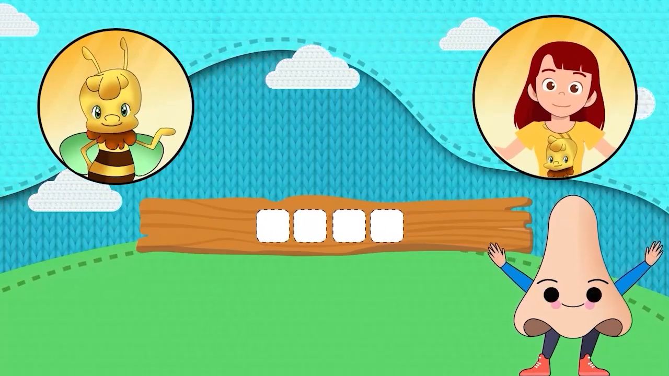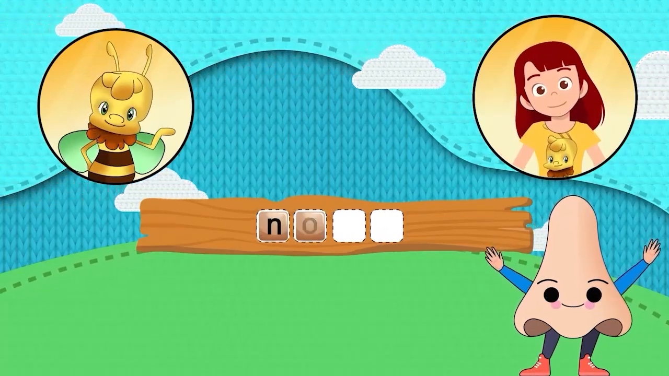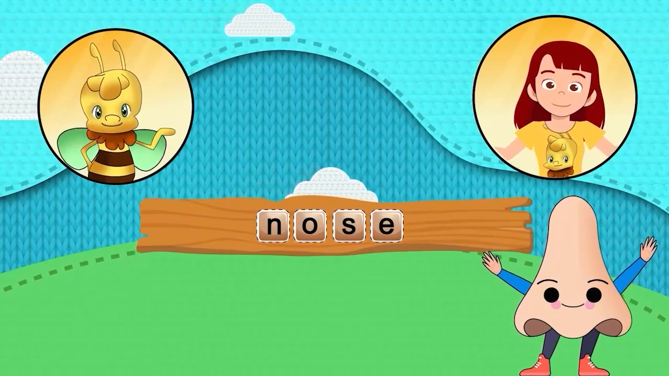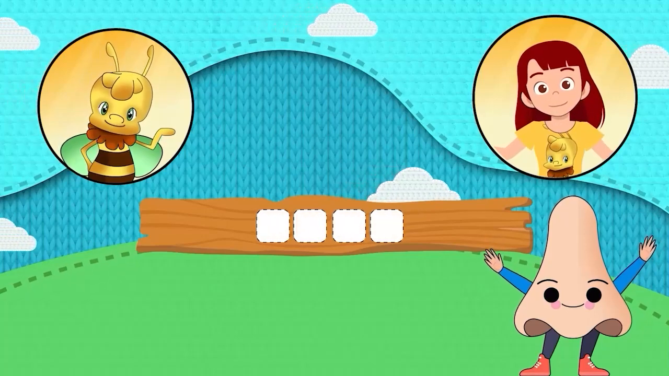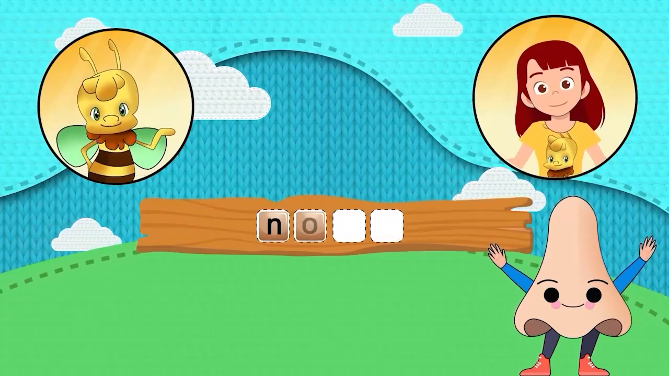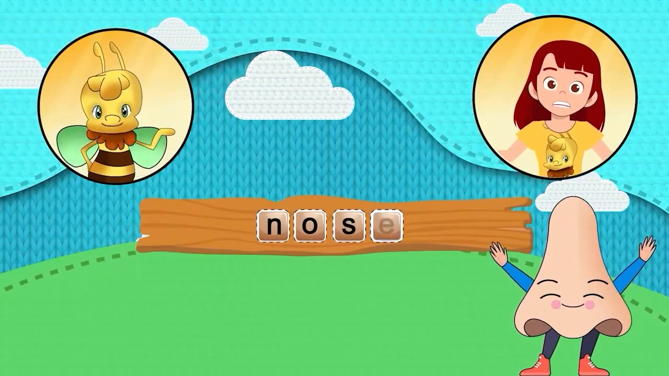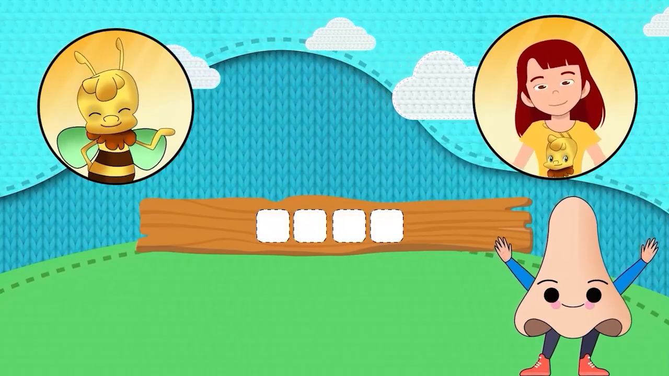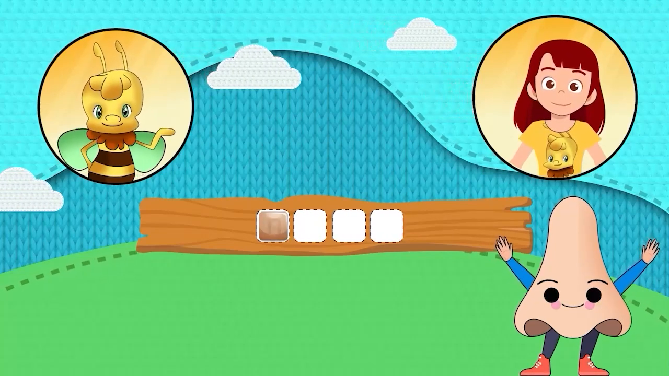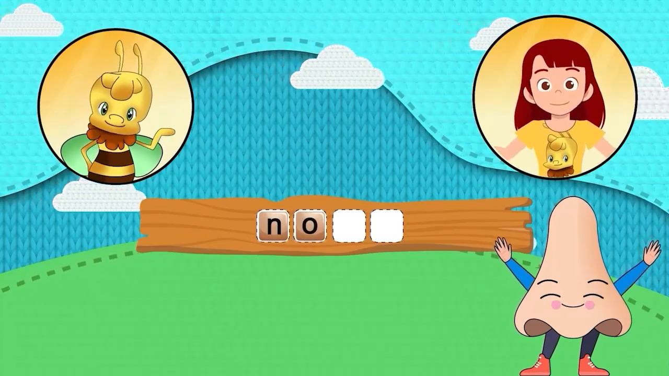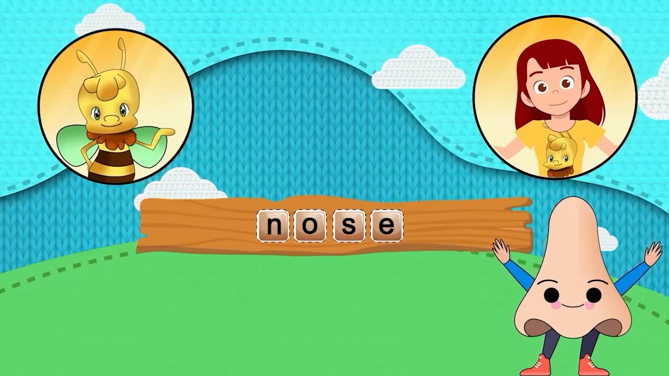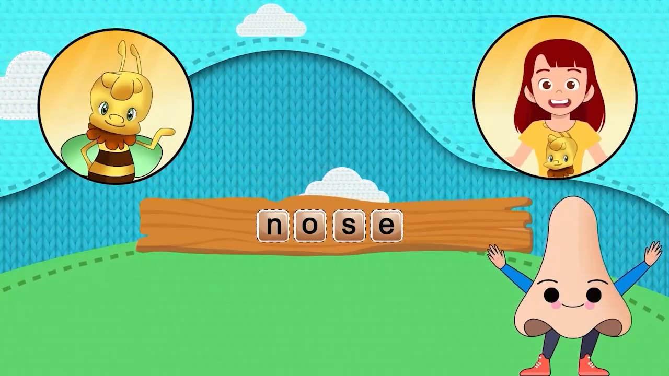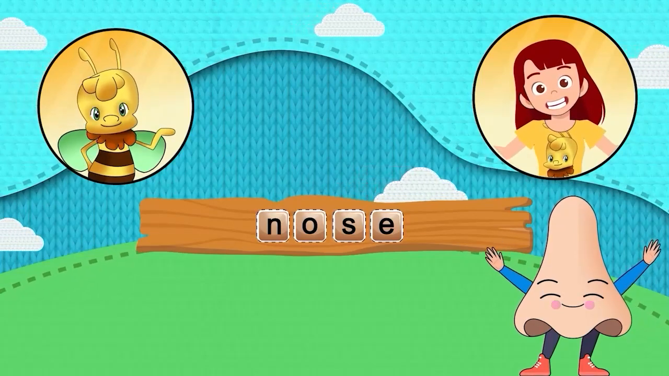We spell nose N. O. S. E. Again, we spell nose N. O. S. E. Let's spell it once more as a group. Come on, everyone. N. O. S. E. N is an important sound to know, just as a nose is an important part of the body.